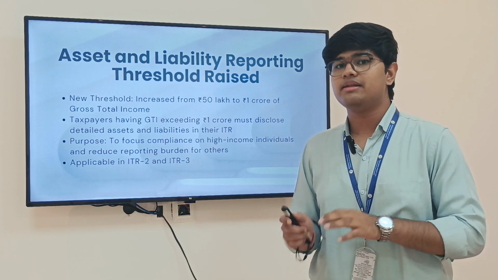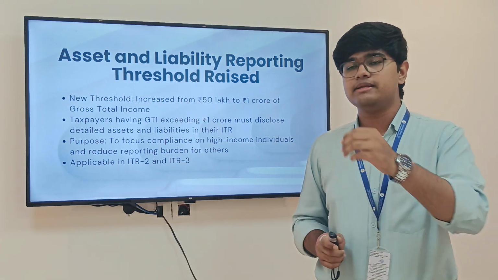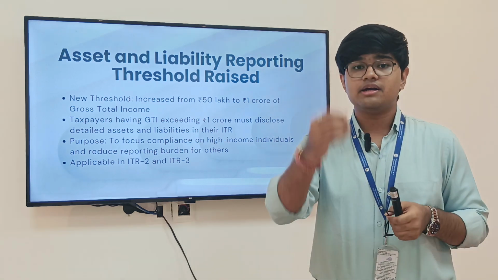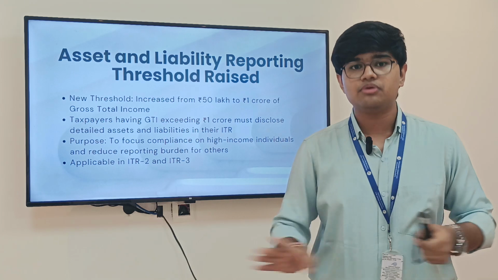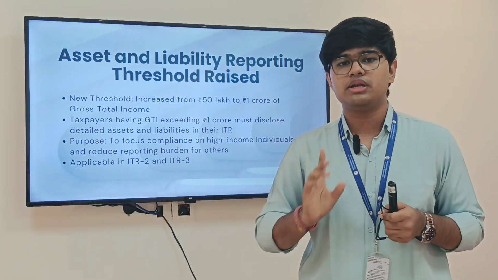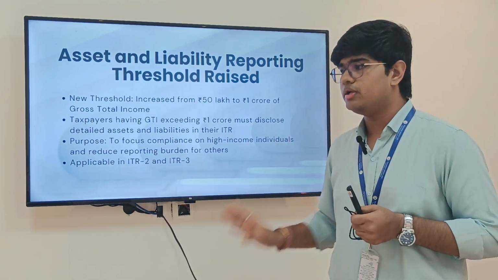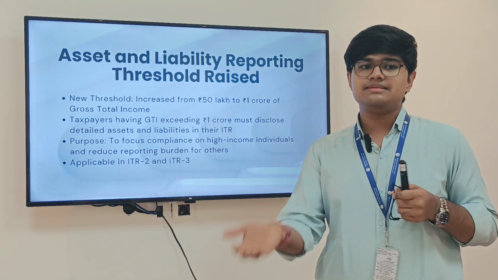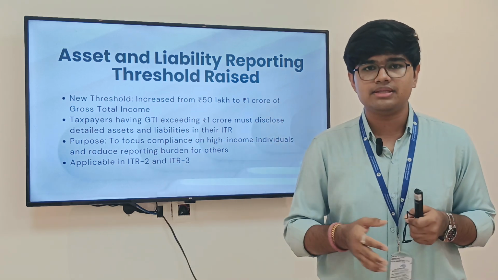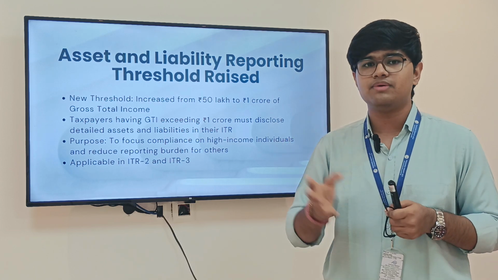So this is a major relief, a welcome move for all the taxpayers having gross total income up to rupees 1 crore. So what does this do? If your income is 99 lakhs, you still don't have to declare your assets and liabilities. The moment your income crosses the 1 crore limit, that is 1 crore 1 rupee onwards, you will have to disclose all your assets and liabilities. This is a satisfactory move for the taxpayers, and this reduces the burden on the income tax department, and they will be able to concentrate much more on the high net worth individuals.